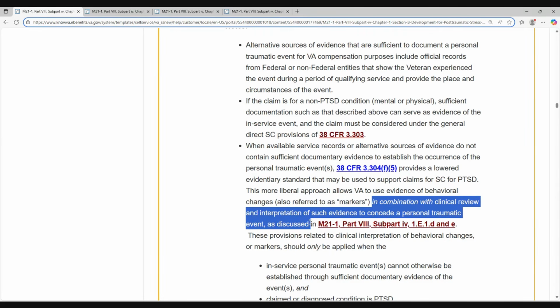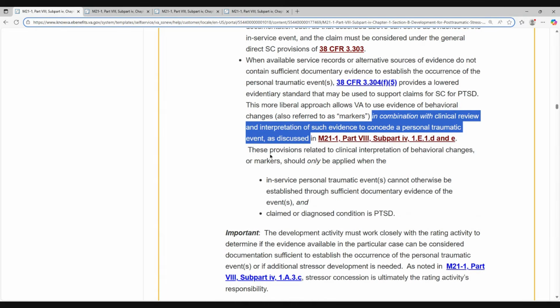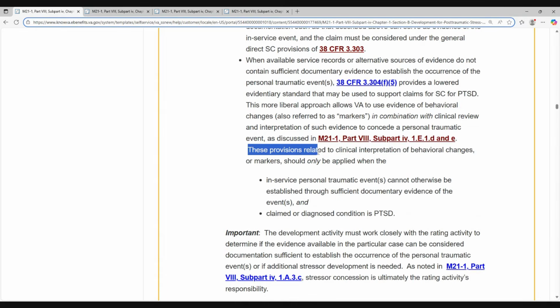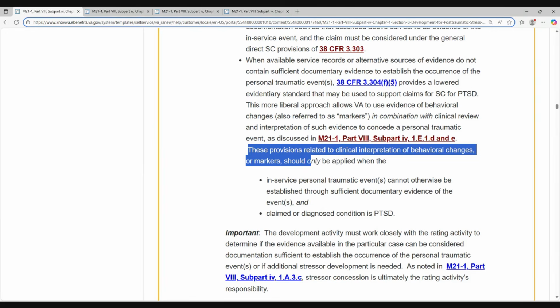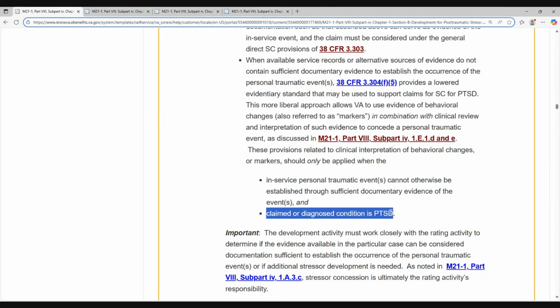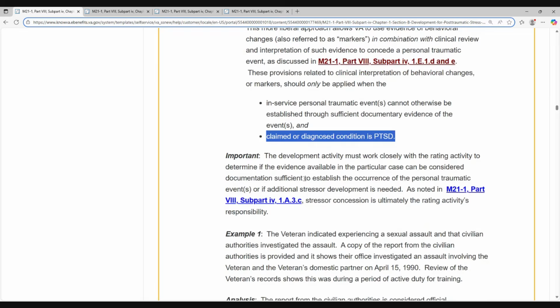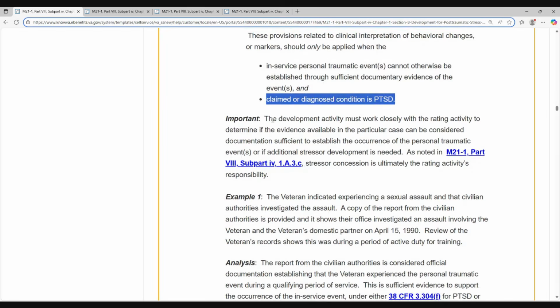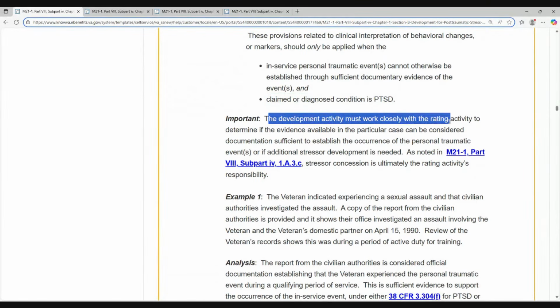These provisions related to clinical interpretations of behavioral changes or markers should only be applied when the objective evidence isn't sufficient to satisfy the stressor, is basically what they're saying, or you didn't have a diagnosis of PTSD in service. And then we have an important section down here. The development activity must work closely with the rating activity.